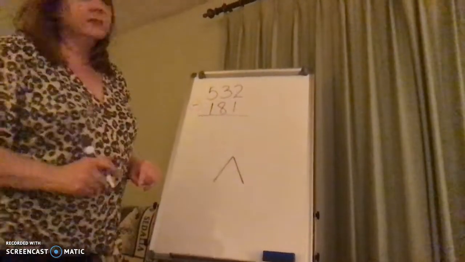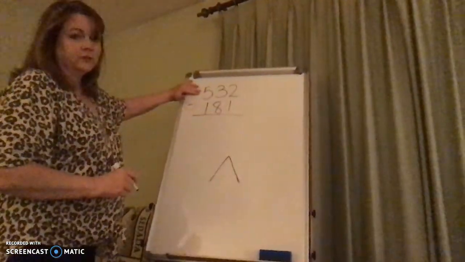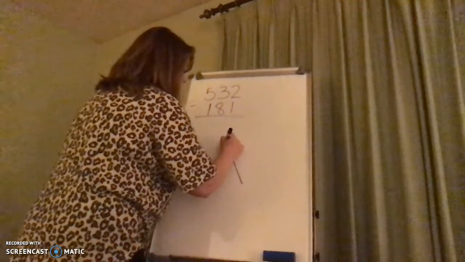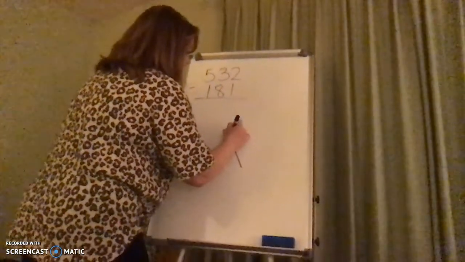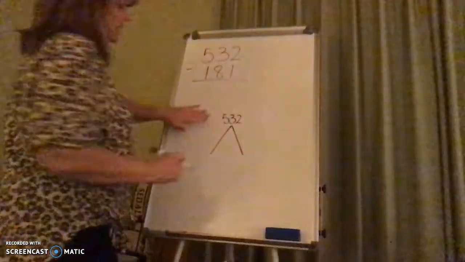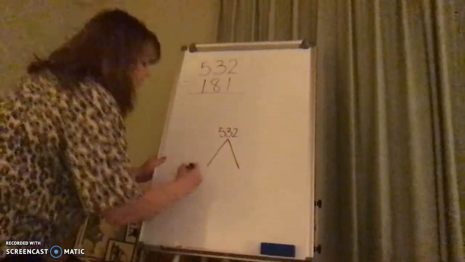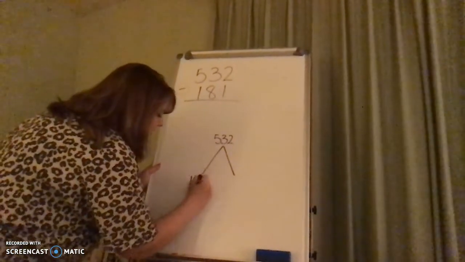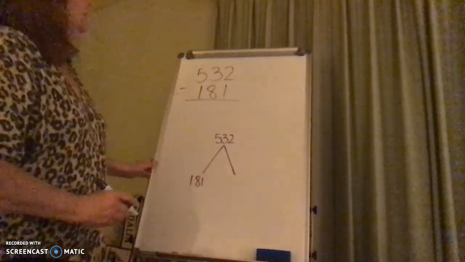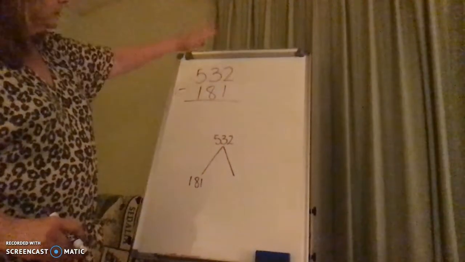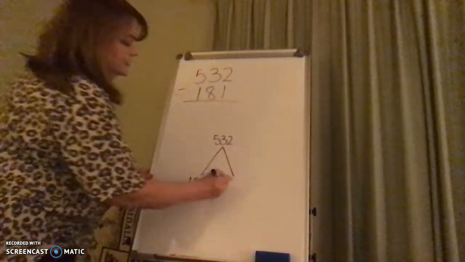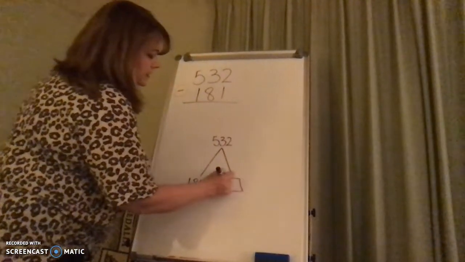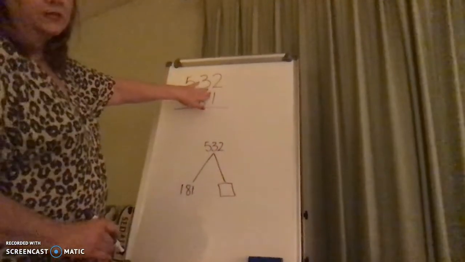So if I were going to put this on a math mountain, 532 would be my total. So I'm going to go ahead and write that so you can get that visual. 532 minus one of the add-ins is 181. All right, so then I'm going to go back up to my problem so that I can find this missing add-in. All right, so first I'm going to look at the ones column.